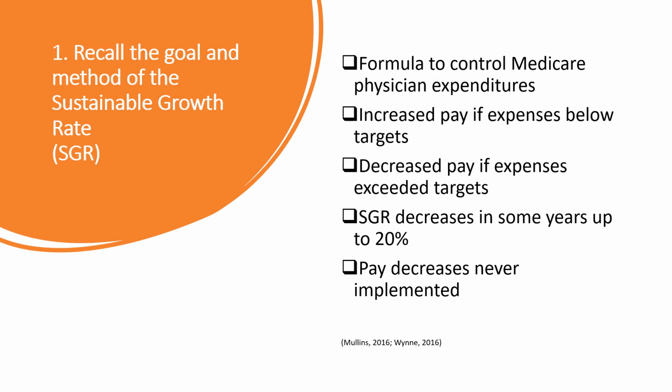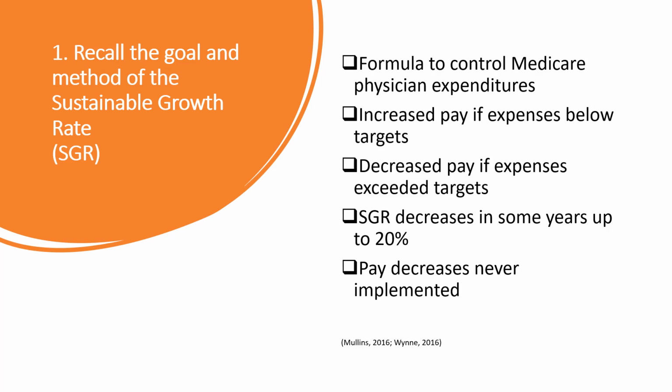Now, the sustainable growth rate was implemented, I believe, back in the 1980s, or perhaps the 90s, doesn't really matter. But anyway, I should know that, but I'm not going to make you know it. But this was a formula that was developed to control Medicare physician expenditures. And what it did was that if expenditures were below certain targets, then pay could be increased, but pay would be decreased if expenses exceeded targets.